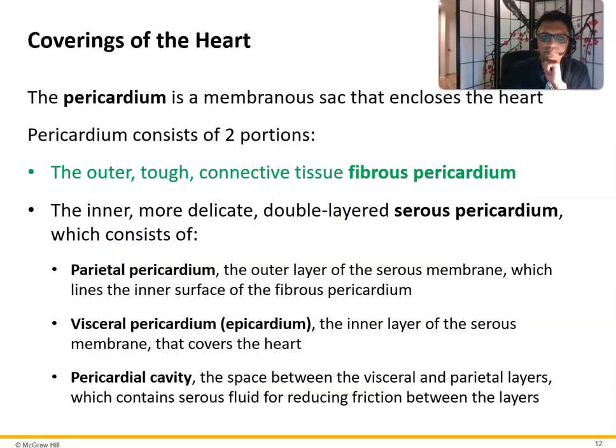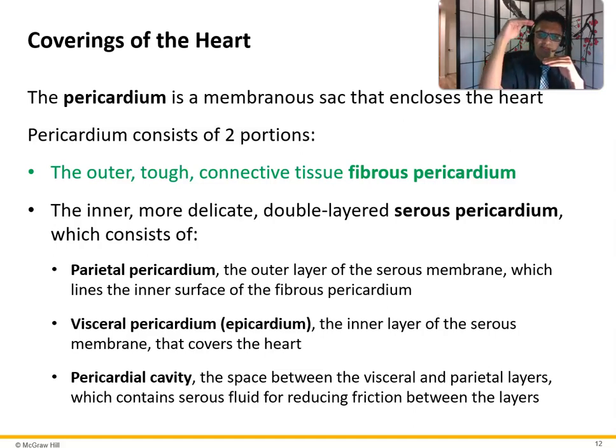Now, the pericardium is a membranous sac that encloses the heart. The pericardium consists of 2 portions. The tough outer connective tissue is called the fibrous pericardium, and the more delicate inner layer is called the serous pericardium. And that serous one is the double layer that has the fluid in between, and the outer layer of it is called the parietal pericardium. Okay, and then you have the visceral pericardium, the inner layer of the serous membrane, and that covers the heart.